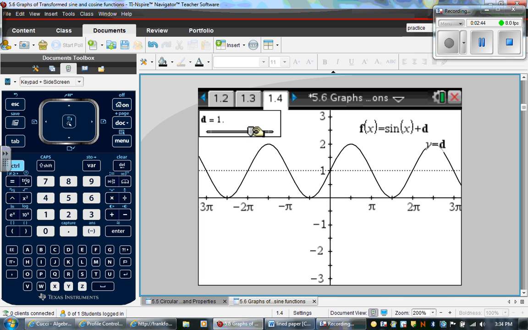So if I were to take this and move it up to 1, the middle of my graph is at y equals 1. It's halfway in between the maximum and the minimum. Okay? The line halfway between our maximum and minimum is what we refer to as the midline. The midline is d. All right? So when we go and look at what each of these variables means, d stands for midline.